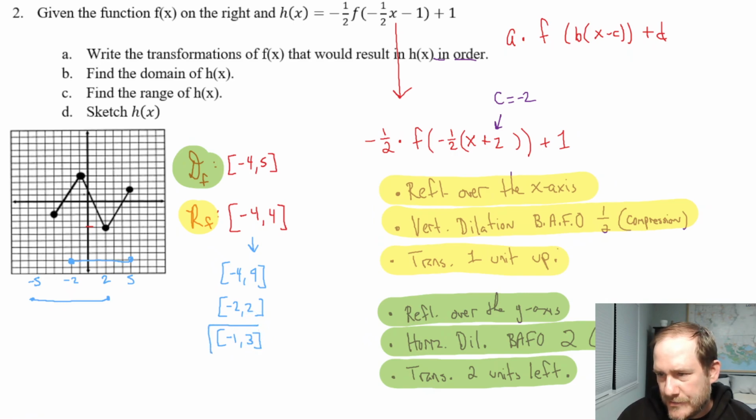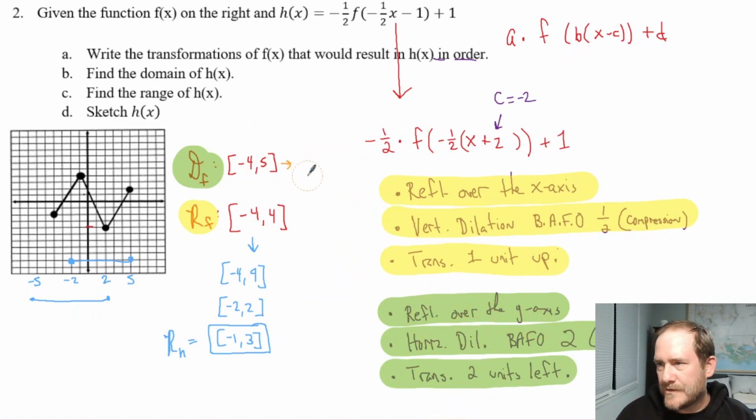This is now the new domain. Sorry, this is the range. And it's the range of our new function whose name was h. So this is the range of h. And we just do the other one the same way. So let's apply all of the horizontal transformations to this domain.